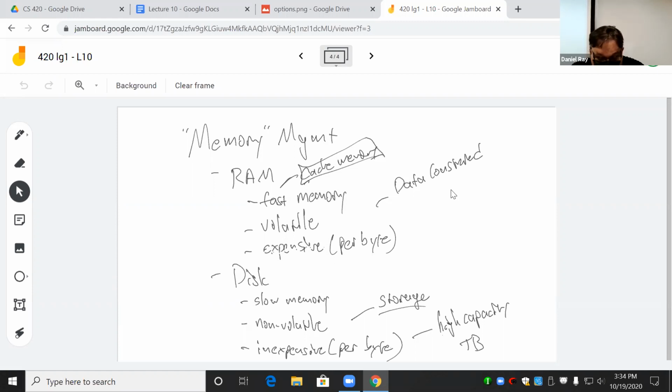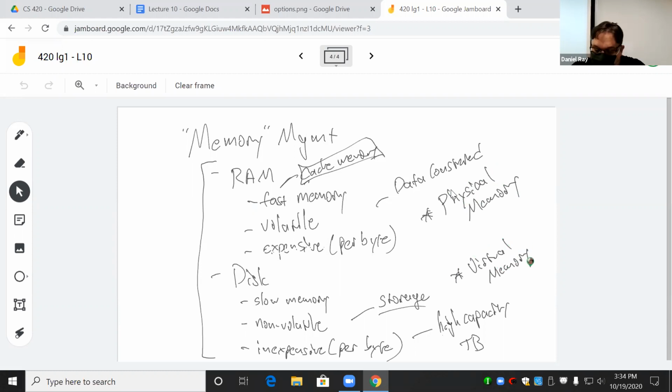All right, so we mean both of these things when we are talking about memory management. We're going to use both of these different kinds of memory when we're the operating system. We're going to refer to this as physical memory. And this is a lot of things, but disk, one of the things it does is store what's called virtual memory.